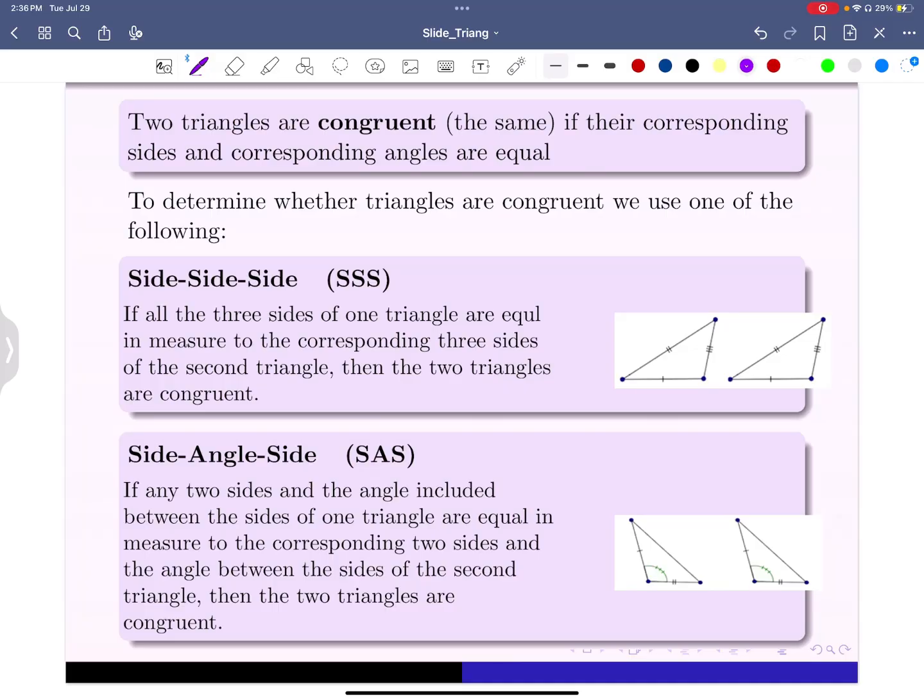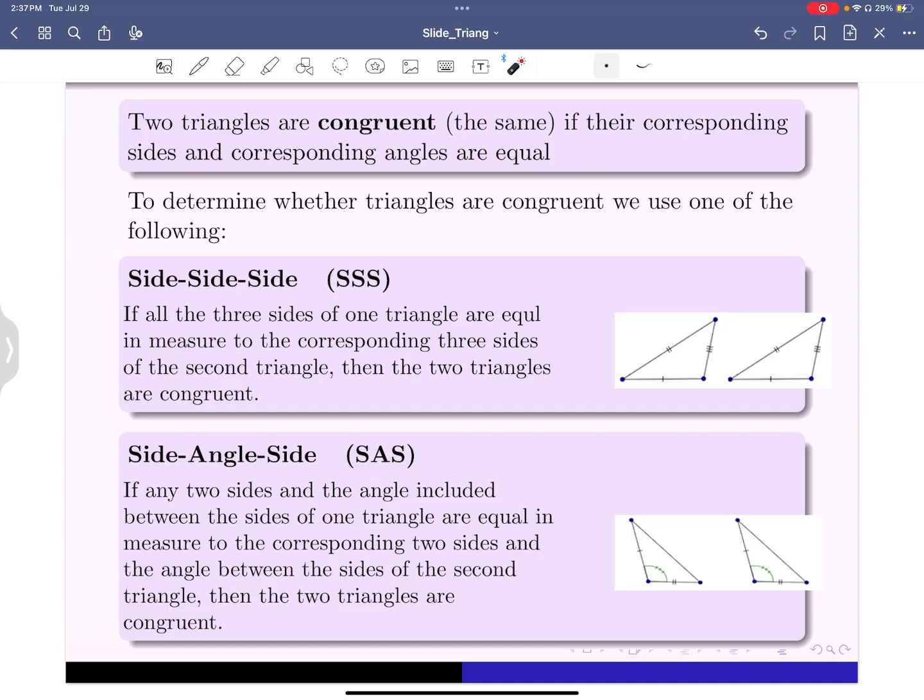And now we have congruent triangles. Congruent means the same. Two triangles are congruent if their side lengths are exactly the same and angles are exactly equal. To determine whether triangles are congruent, we use the following: side, side, side. That means all sides. This side is equal to this side, the second side is equal to the second side, and the third side as well. So if all corresponding sides are equal, then those two triangles are congruent, meaning the same. Similar was smaller or bigger, but congruent means the same.